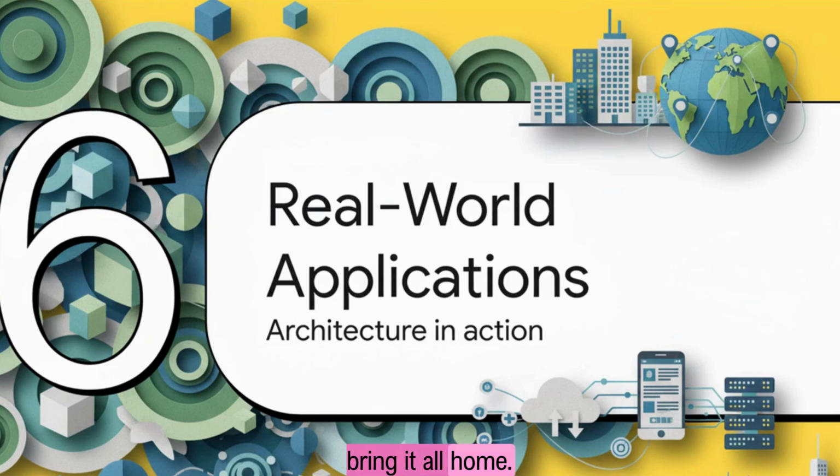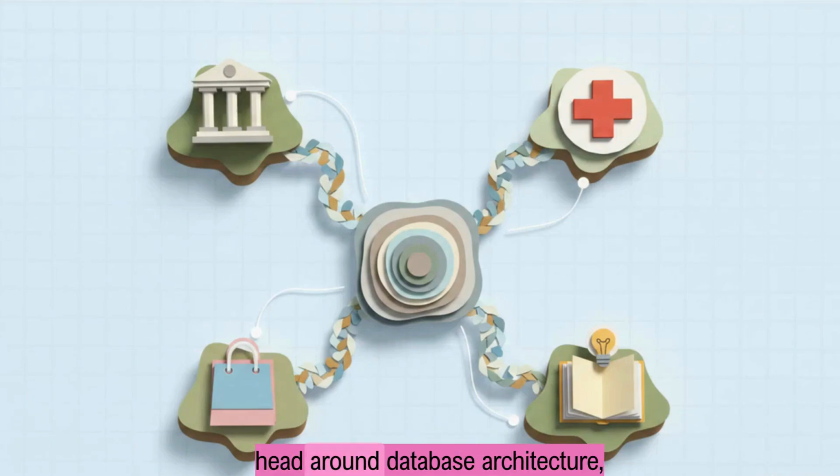Let's bring it all home. Section 6. Real-world applications. Architecture in action. Once you wrap your head around database architecture, you realize it's the invisible engine running almost everything we do. Those complex, highly secure 3-tier setups we unpacked, they are exactly what power global banking systems, making sure your digital transactions are both instant and bulletproof.